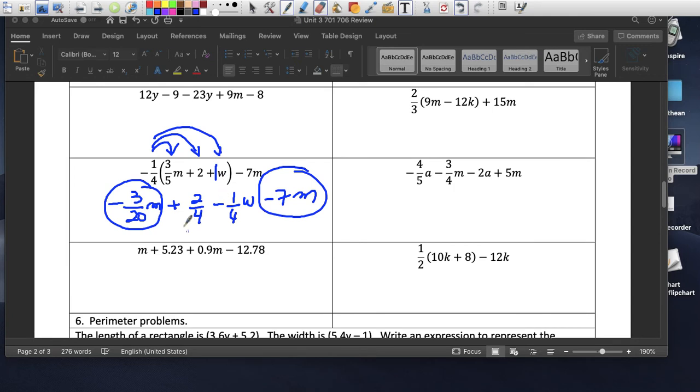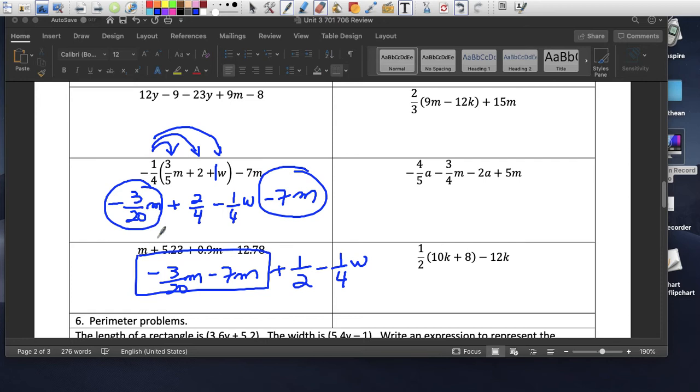So I'm going to put it negative 3/20 m minus 7m. I'm putting the like terms together. Plus 2/4, which I'm going to change to a half, minus 1/4 w. So let's combine these two guys here, because that's the only thing we have to do. Negative 3/20 m minus 7m is going to be negative 7 and 3/20 m plus a half minus 1/4 w.